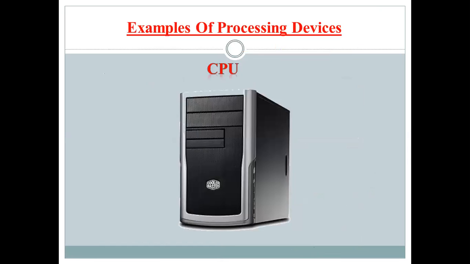Now, these are the examples of processing devices. CPU is a processor. CPU stands for Central Processing Unit. It is the brain of the computer. It controls all parts of the computer. The hardware parts are connected to the CPU box with wires, cables and ports.